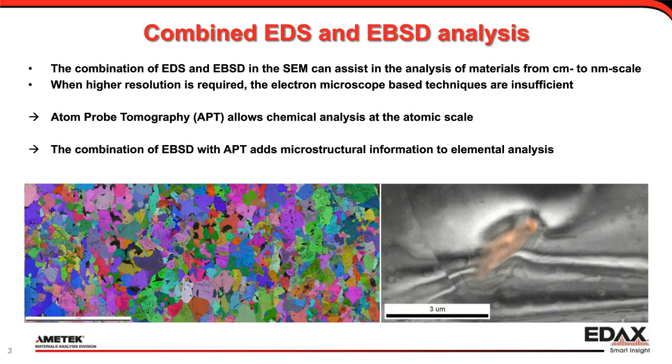To summarize, EDS and EBSD can be collected and used together over a wide range of scales, from the centimeter to the nanometer scale, with the nanometer scale analysis performed in transmission EBSD mode. When even higher magnifications or detail are required, another analysis system is needed. The second half of the webinar will be presented by Chr₂ Rice from CAMECA and illustrates the use of EBSD to assist in the preparation and analysis of atom probe tomography data.